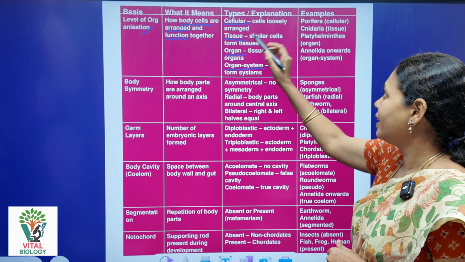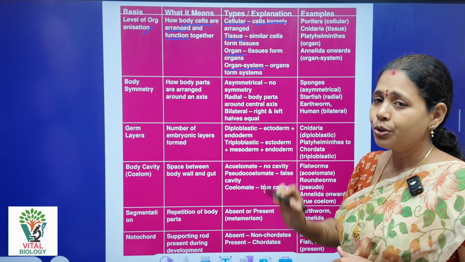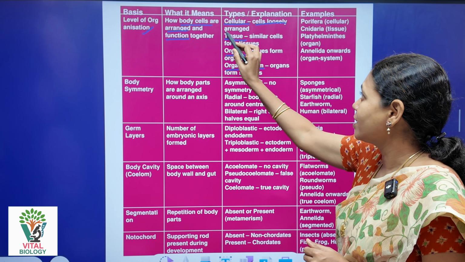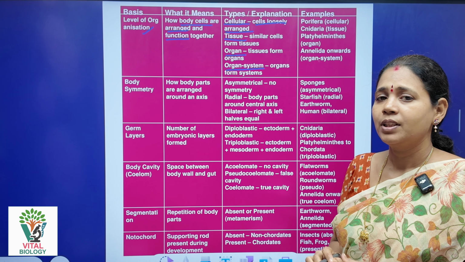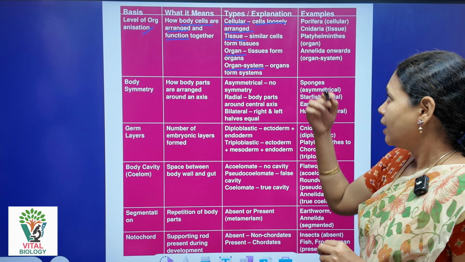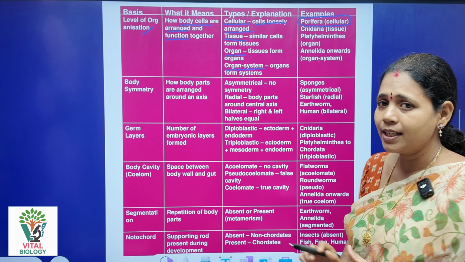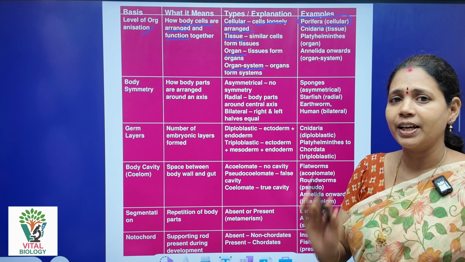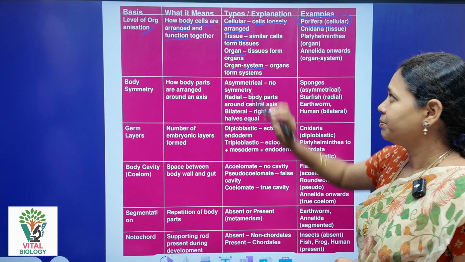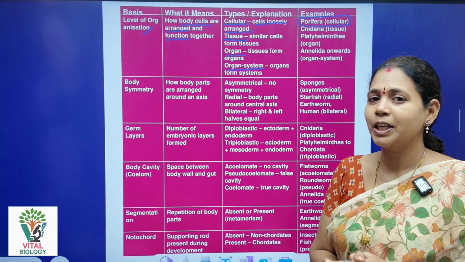Cellular level, wherein the organism's cells are numerous and they are arranged individually. They are loosely arranged. There is no coordination. So that's why we say cellular level. And that cellular level is observed in one of the phyla, that is Porifera, the pore-bearing organisms.